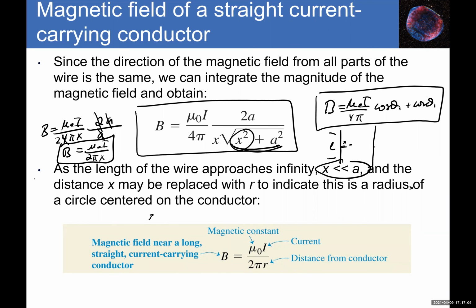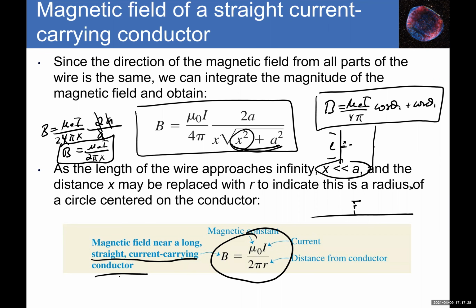But if the point of interest is at some different position rather than on the x-axis, it can still be simplified to that, because you can have a horizontal wire and a point of interest here. What we're doing here is r is the position of the point of interest relative to the infinitely long wire. So the magnetic field near a long straight current-carrying conductor can be simplified to the constant mu naught times the current divided by 2 pi times the distance from the conductor. So it simplifies to just this equation.